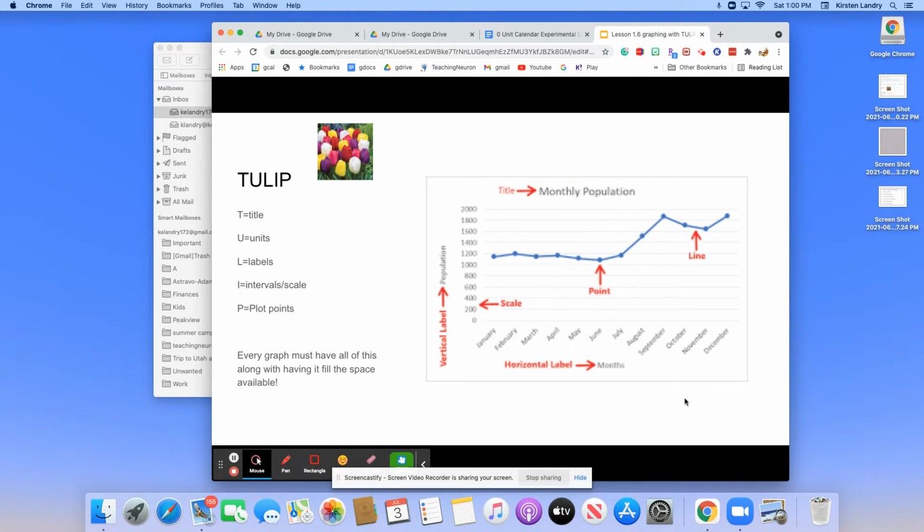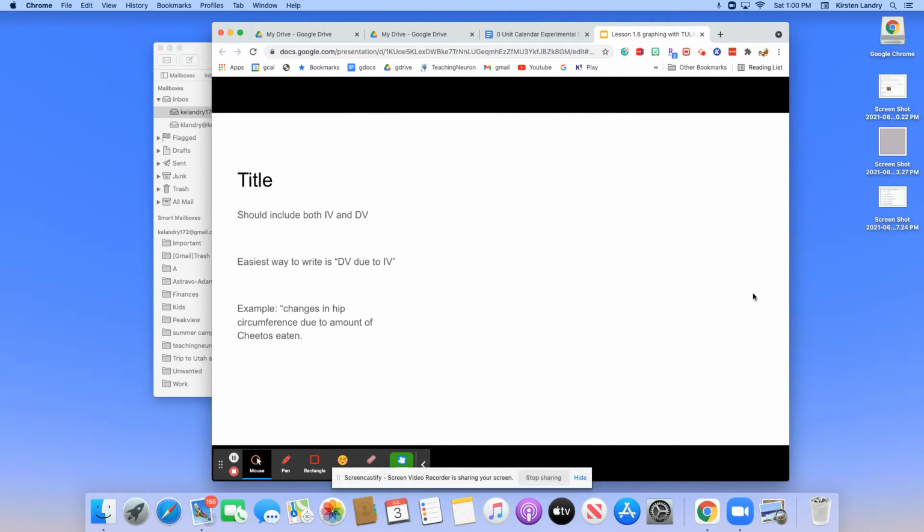So here's an example of a graph. It has a title. It has vertical labels and horizontal labels. You want to make sure that they have units. So for example, if you're doing time on the bottom, is it months? Is it days? Is it hours? Is it years? Notice it has a scale, and we're going to go into each one of these individually. So let's jump right in. Make sure that you know what TULIP stands for. So let's talk about the title first.